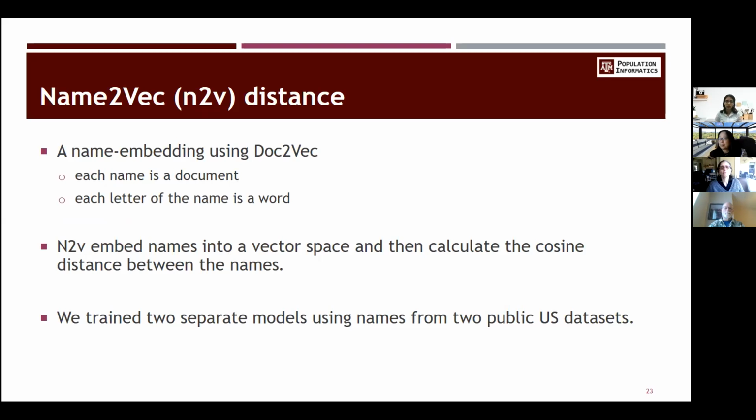And the last distance that I use is name2vec distance, which is a name embedding based on doc2vec. But here, each name is a document and each letter is a word. So name2vec is going to embed the name into a vector space and then calculate the cosine distance between them. We used names from 2 public US datasets and trained 2 different models, one for first name and one for last name. Then we use this trained model to generate the name2vec distance for our pairs.